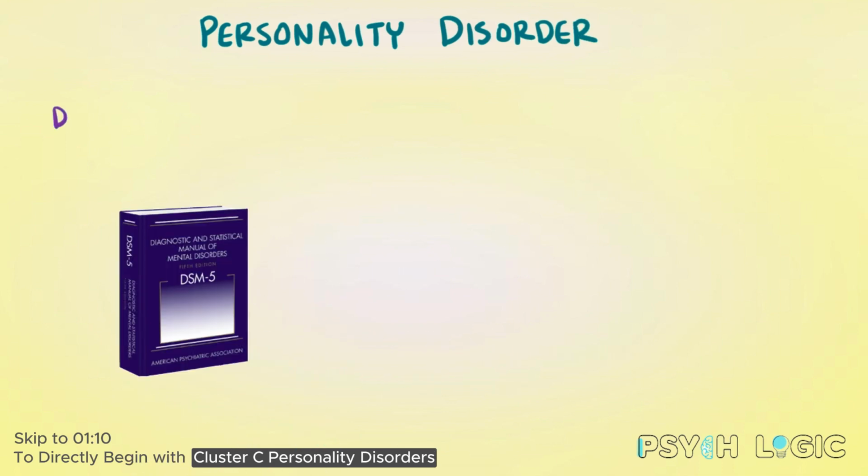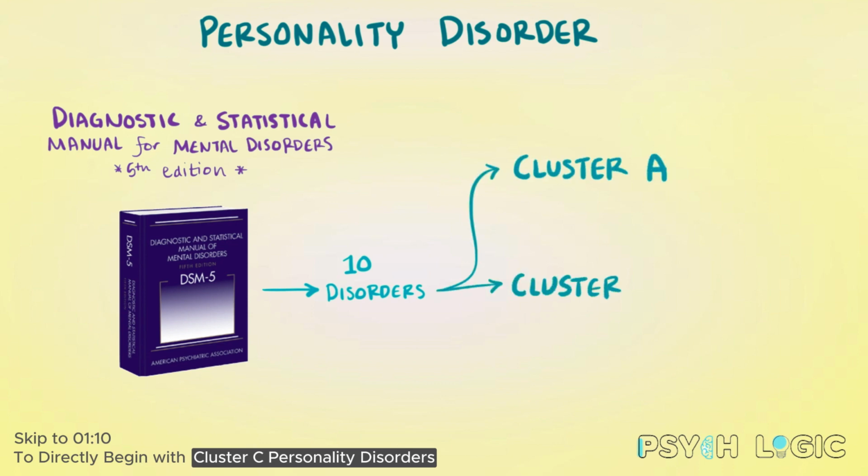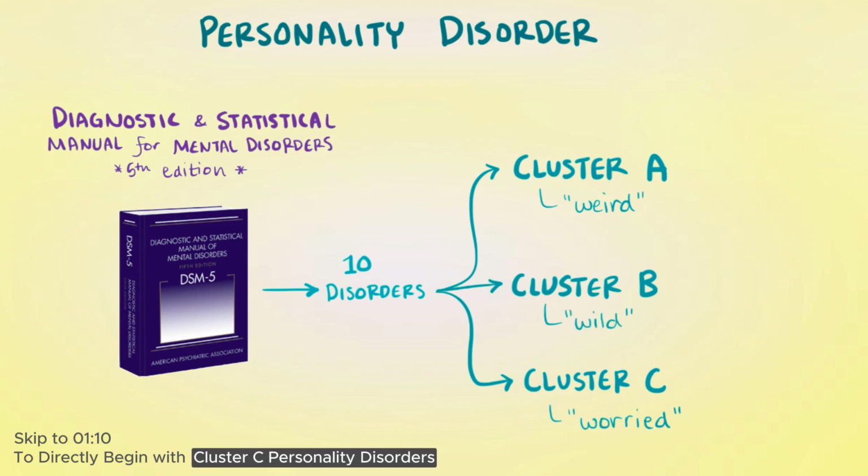The DSM-5, or the Diagnostic and Statistical Manual for Mental Disorders, the 5th edition, lists 10 personality disorders that are split into 3 different clusters, referred to as clusters A, B, and C. These names aren't exactly descriptive, so to help keep them organized, you can remember them as weird for cluster A, wild for cluster B, and worried for cluster C. These used to be under the category Axis 2, but that way of organizing isn't really used anymore.